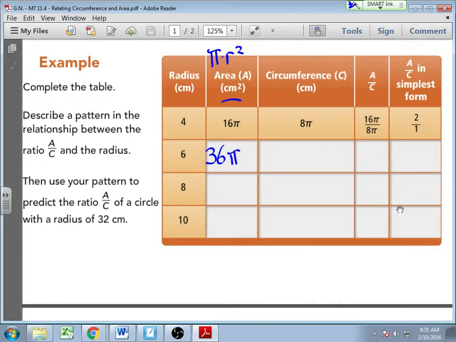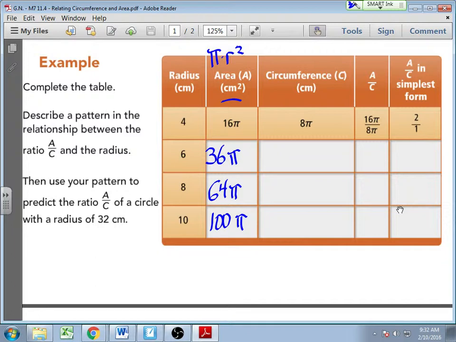Katie, if my radius is 8, what's my area? What's 8 squared? Yeah, 64 pi. Zach, what about 10? 100 pi. 10 is easy to square.